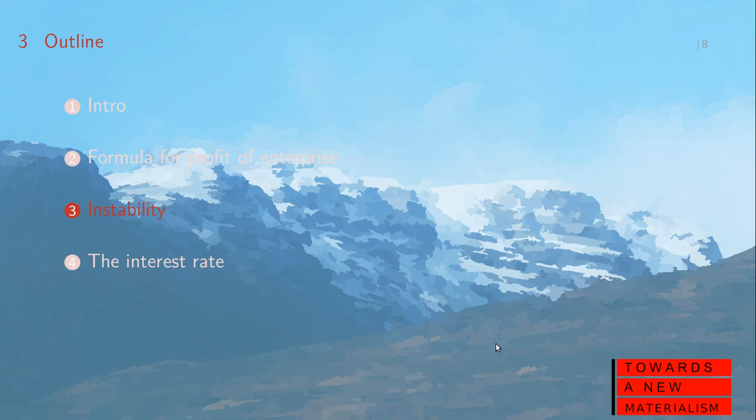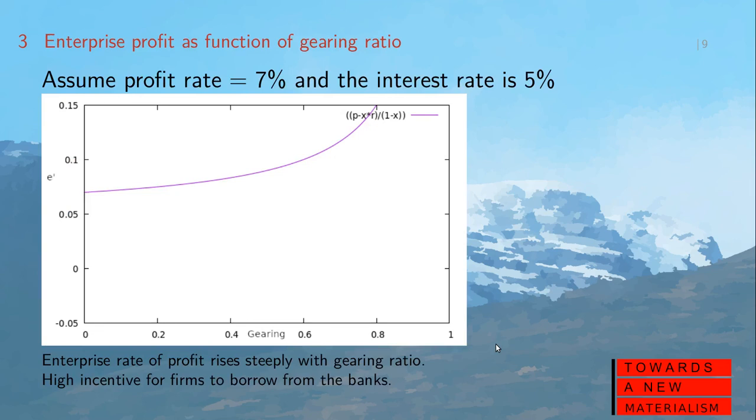Now let's see why this leads to instability. If you plot enterprise profit as a function of the gearing ratio, you get a curve. Let's assume the rate of profit on total capital is 7% and the interest rate is 5%. We see that if the firm borrows nothing, its rate of profit to the shareholders is 7%. But as it increases its borrowing from the banks, the apparent rate of profit to the shareholders can go up to 15% when 80% of the capital has been borrowed from the banks.